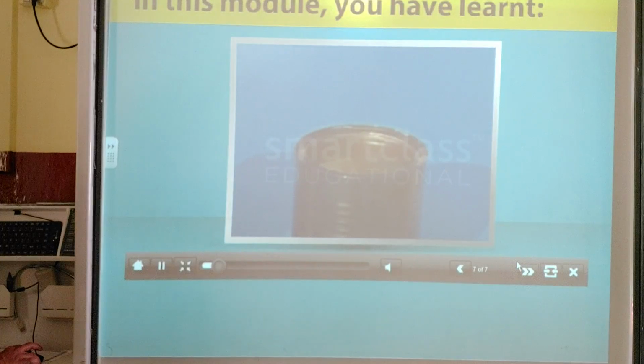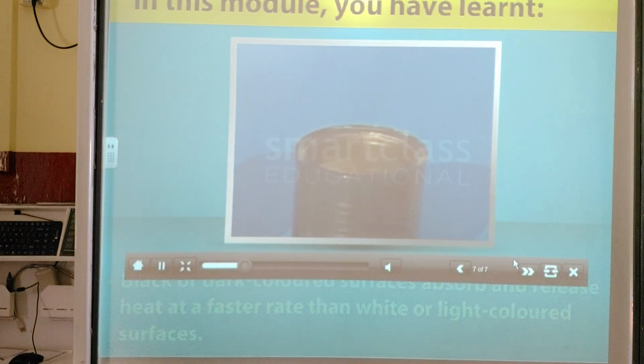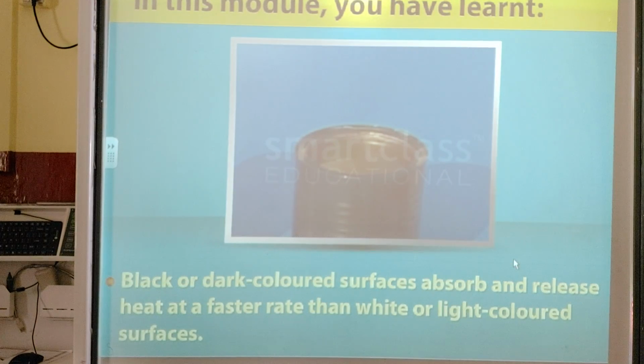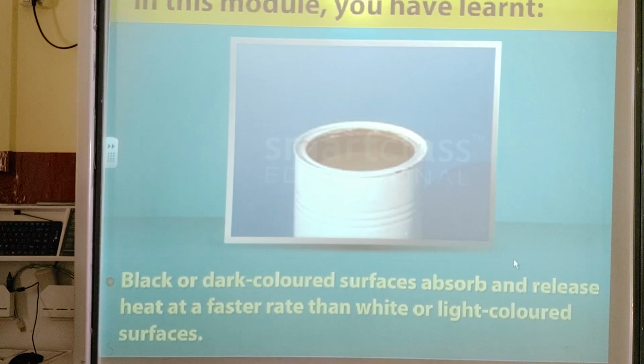In this module you've learnt black or dark colored surfaces absorb and release heat at a faster rate than white or light colored surfaces.